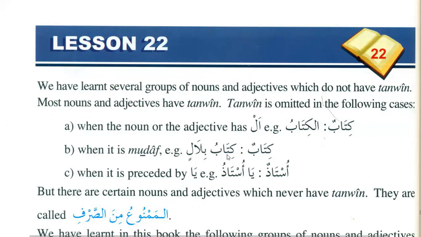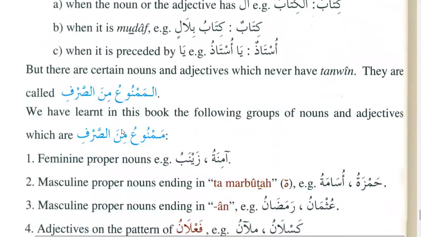Similarly, when a noun is mudaf, then also we cannot use tanween. And when we call a noun by using the particle ya, then we also can't use tanween. So these are the three main conditions that we have learned in which we cannot use tanween with the noun. Besides this, there were some patterns, if you remember, with which we also cannot use tanween. So today we will study all these things in detail. All these rules and all those words with which we cannot use tanween are called mamnu minas sarf. So this phenomenon is called mamnu minas sarf, and today we'll study it in detail, inshallah.